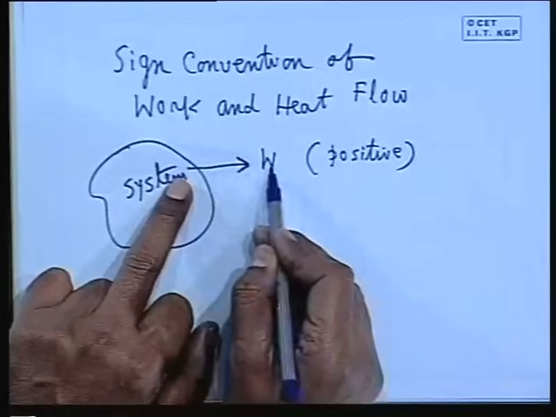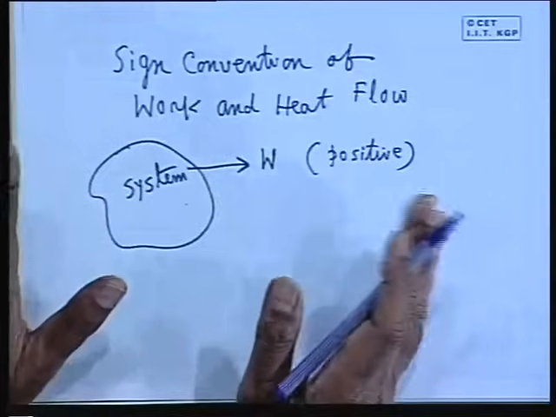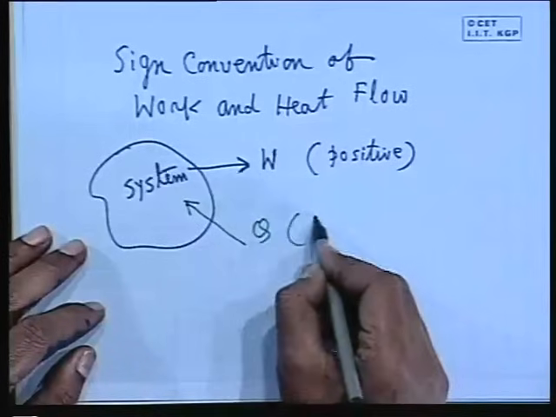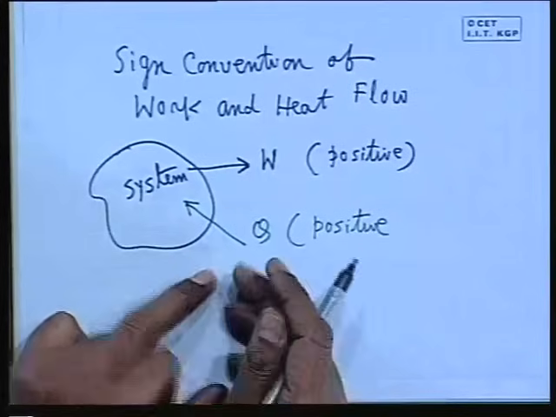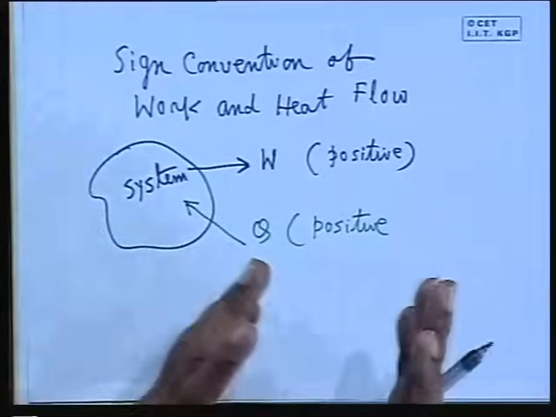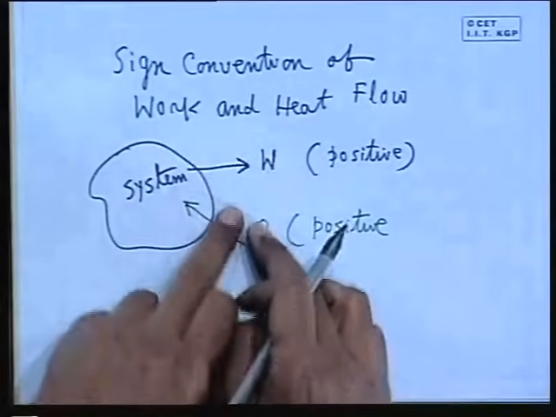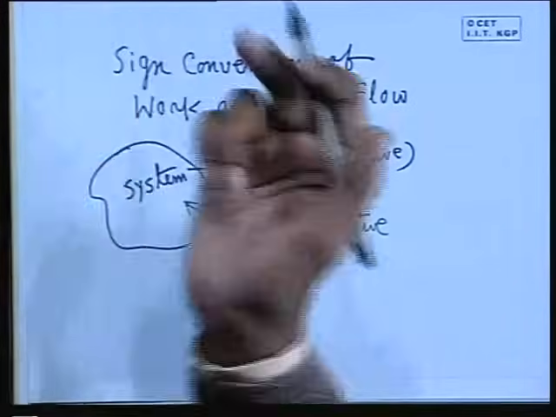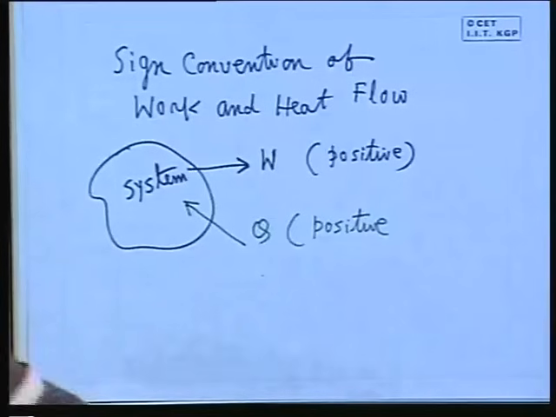Most of the books, most of the literature follow this. When work is coming out of the system to the surrounding, we call it positive. When work is given to the system from the surrounding, it is negative. Just the reverse is the heat. When heat is given to the system, heat is positive, while heat coming out of the system is negative. So the common convention since the birth of thermodynamics is that the two different directions are considered positive for these two cases. Work coming out of the system to the surrounding is positive, work going into the system is negative, while for heat it is the reverse: heat given into the system is positive, coming out is negative.